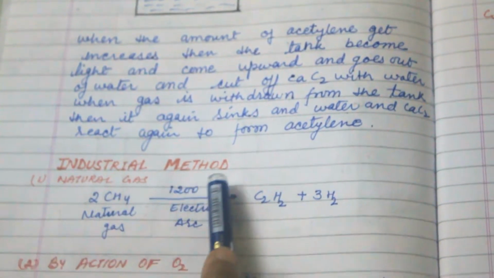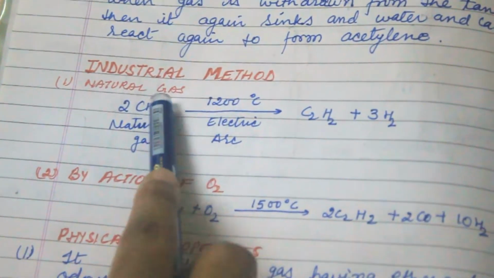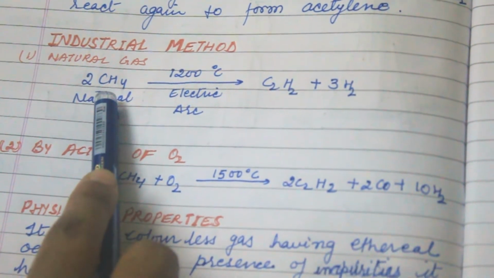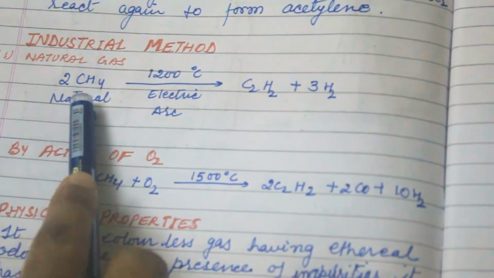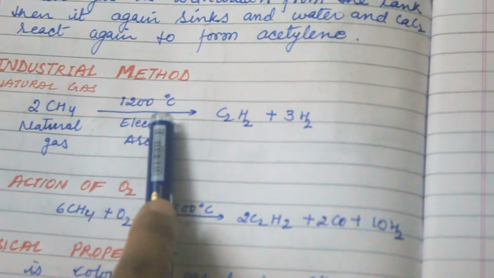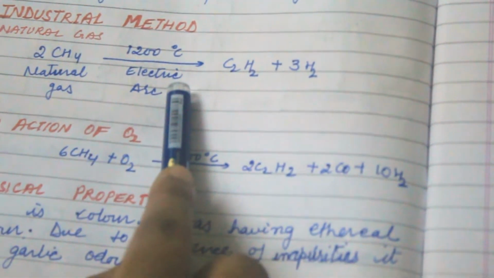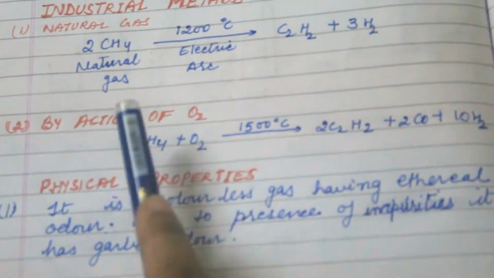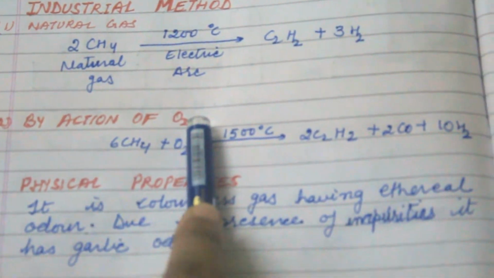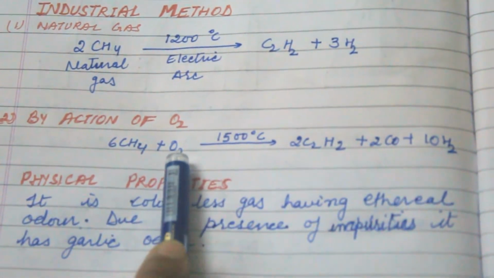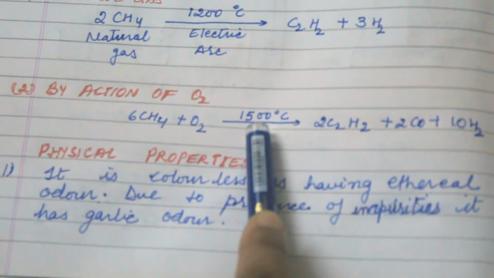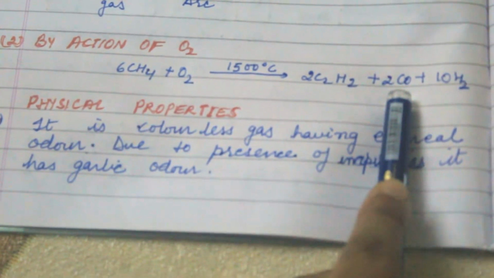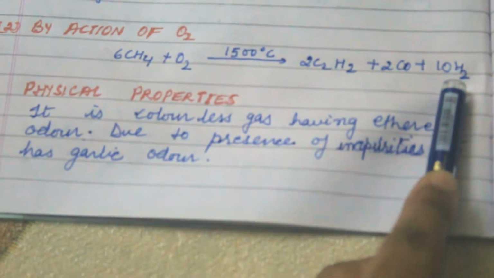Now come to the industrial method, natural gas. This is the natural gas, also known as methane. When we take 2 molecules of methane and heat it at 1200 degrees centigrade with electric arc, it forms acetylene and 3 molecules of H2. By action of O2, when methane is again reacted with O2 at 1500 degrees centigrade, then it forms acetylene, carbon monoxide and 10 molecules of H2.